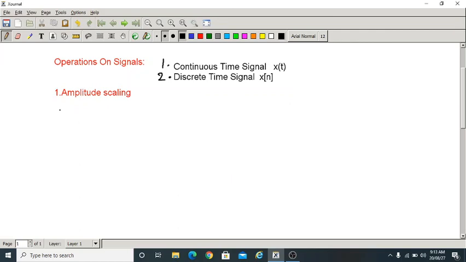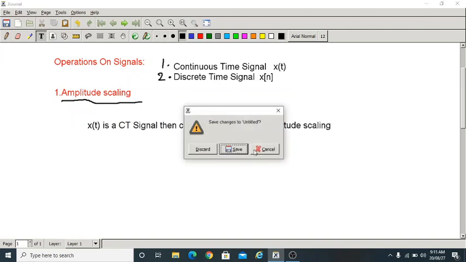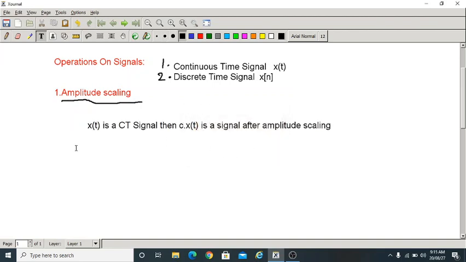Now we will see amplitude scaling. Amplitude, that means magnitude of signal, can be changed with amplitude scaling. Here the continuous time signal is x of t, then c into x of t is a signal after amplitude scaling. Here c is your scaling factor.